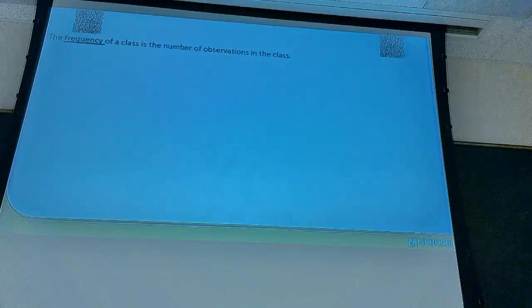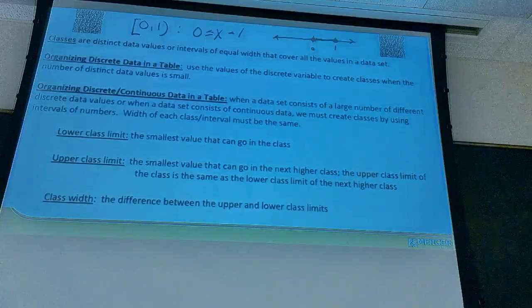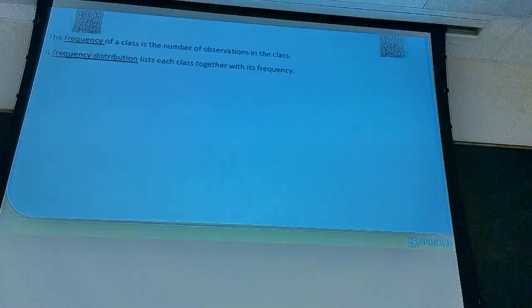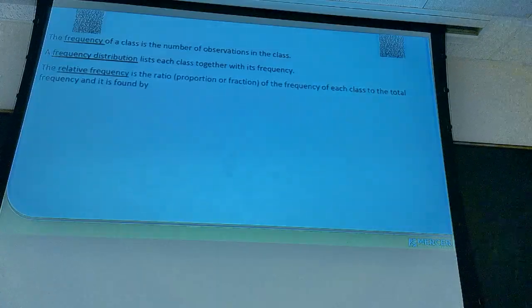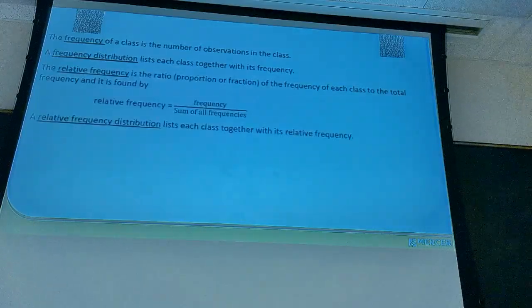Frequency, kind of already know what that is. It's how many values fall in that class. So using the 0 to 1, it's how many values would be between 0 and 1, not including 1. And then you have the frequency distribution, which is just a frequency table. And of course you have relative frequency, which is all done the same. So the only difference now is you have classes instead of categories.